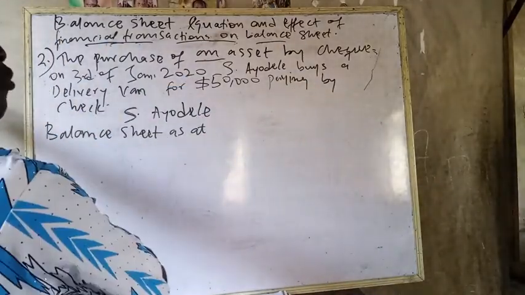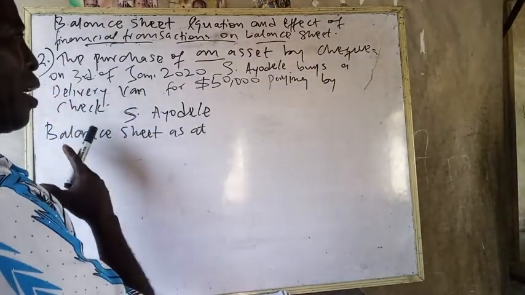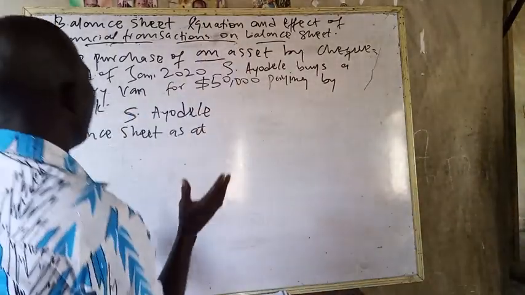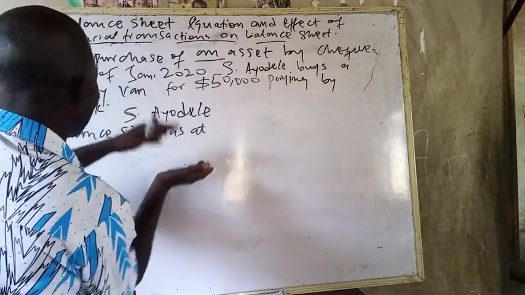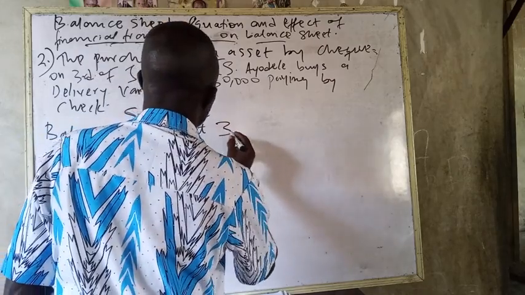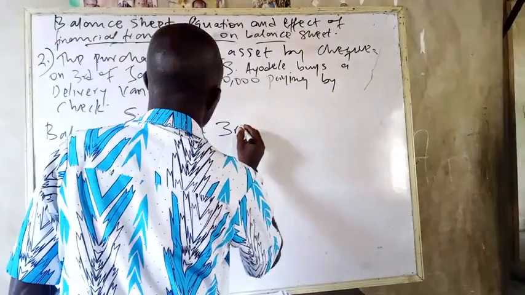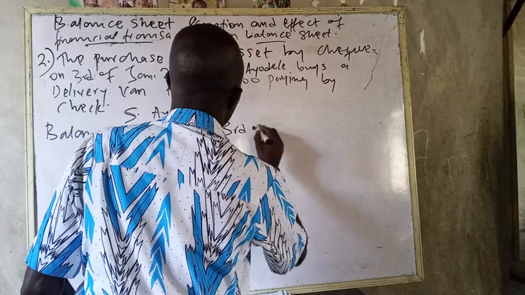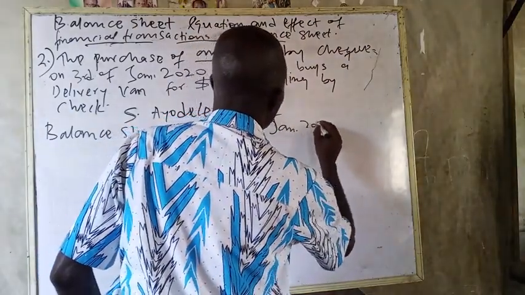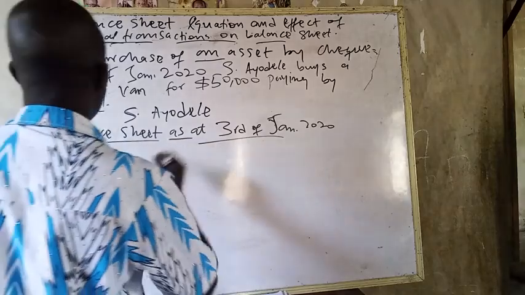At 1st of January, what is the effect? We have capital and bank. Now we are going to add this transaction to what we have before. Balance sheet, asset, 3rd of January 2020. These are balance sheets.